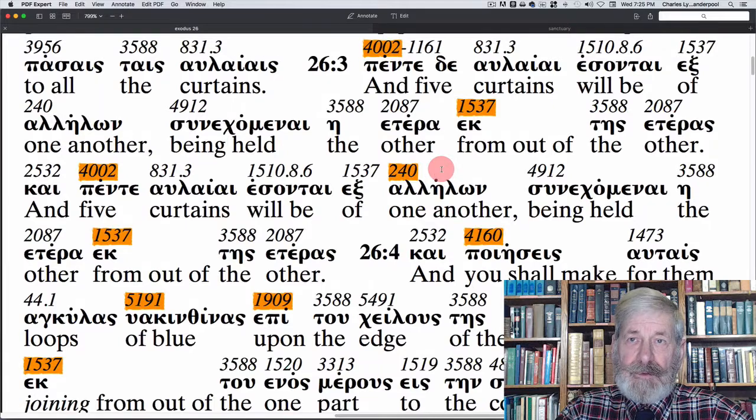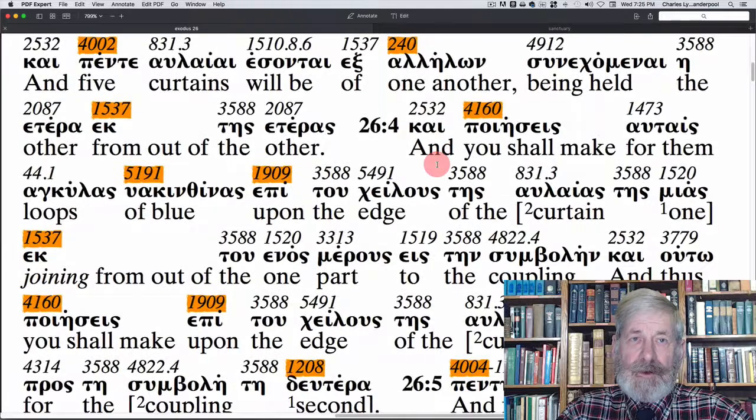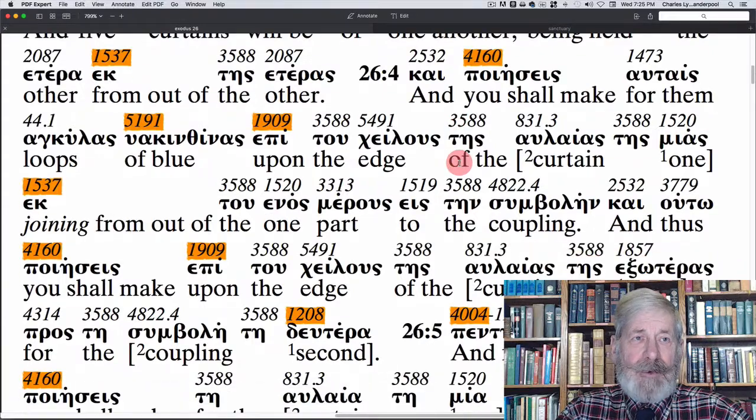And being held the other from out of the other. Then they have these hooks and hoops. We'll find out about that. And 5 curtains will be of one another, being held the other from out of the other, and the north and the south. And you shall make for them loops. Down here I have it highlighted. Should have been highlighted up here.